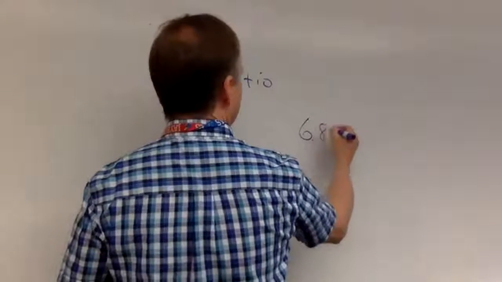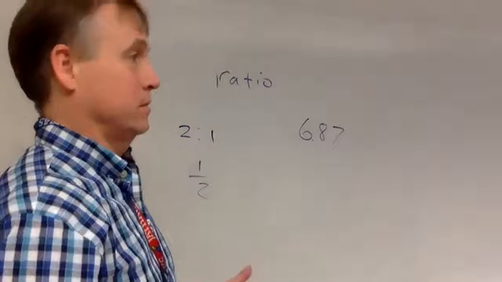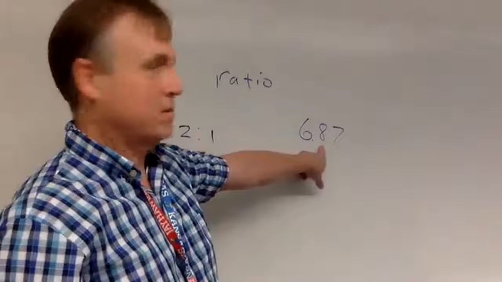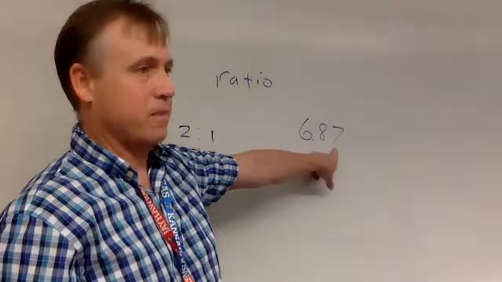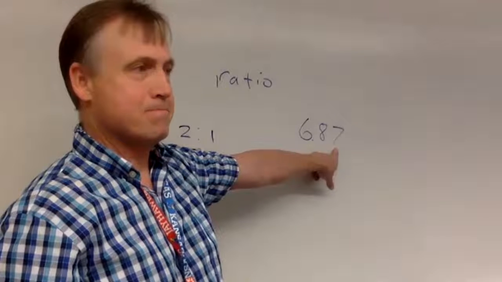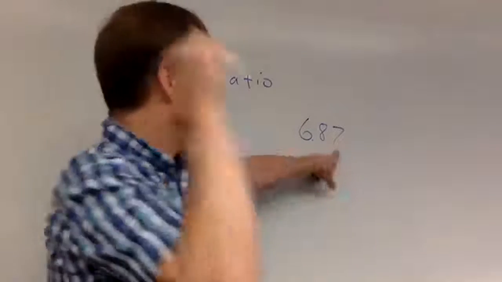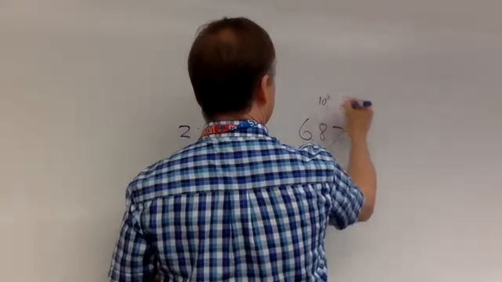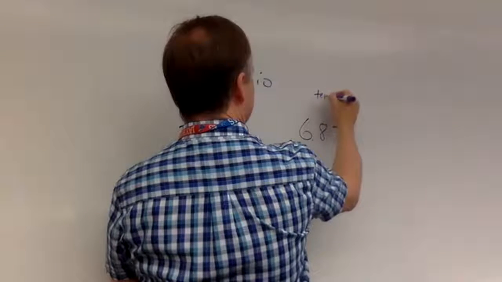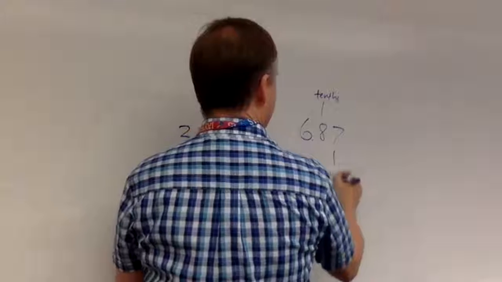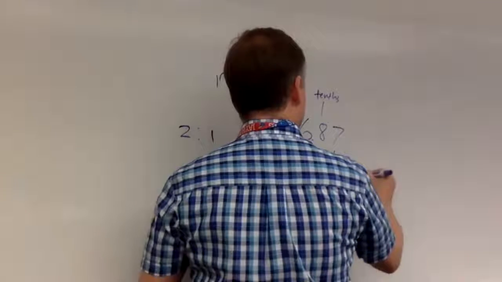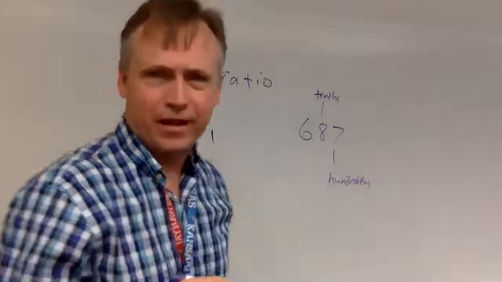Okay, so another example. Before we get to the repeating one, let's do one more: 6.87. Now we've got an extra decimal place, don't we? We said this was tenths. What's our next one over in decimals? Hundredths, yes. So this is tenths. Well, I shouldn't write it as tens. Tens is over here. Tenths, and this is hundredths.